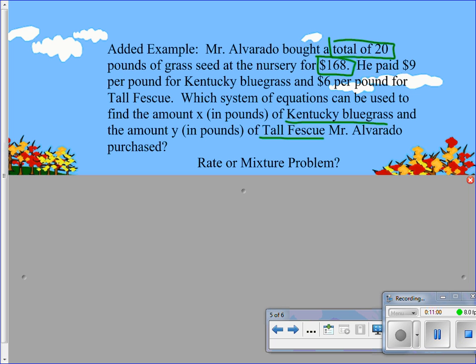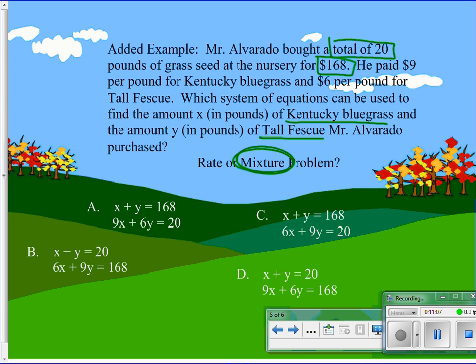So we didn't get a starting fee. We do have rates, but they gave us two different totals. This is going to be a mixture. So out of these options, which one would show the possible values here? Well, we've got totals of 20 and 168 on each of them, so that doesn't cancel any of them out. But the total of 20 is the pounds of Kentucky bluegrass and the pounds of tall fescue. So I'm looking for an equation that's x plus y equals 20. And that's not C, and that's not A.